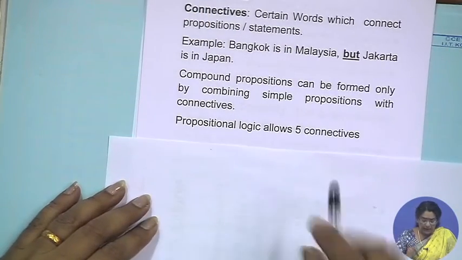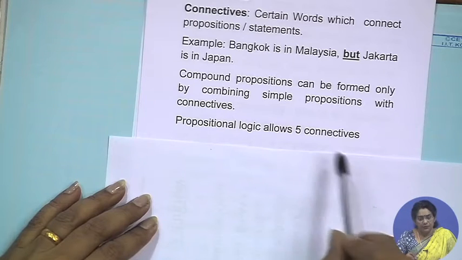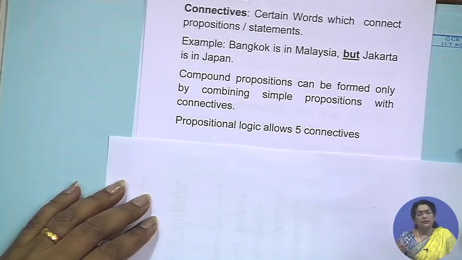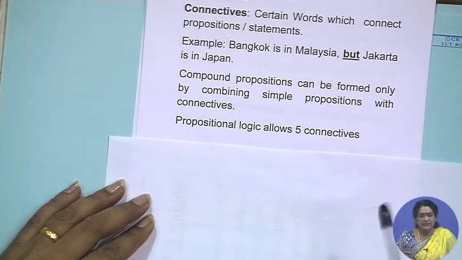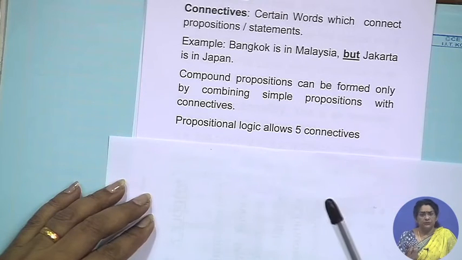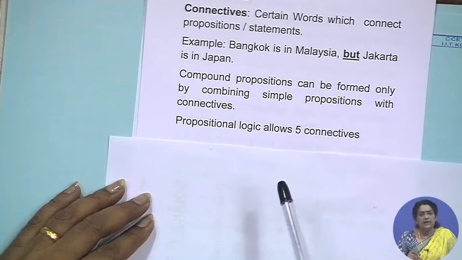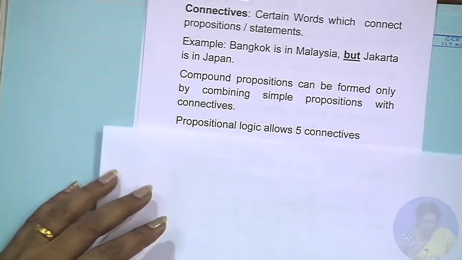The propositional logic, we will soon see, allows five connectives. What they are, what their functions are, what they mean, all those we are going to discuss in the next module. But right now let us talk about the broad variety or classification of these connectives. So, we understand that the connectives are words, but not all the words that belong to this category are at par. There are different kinds.